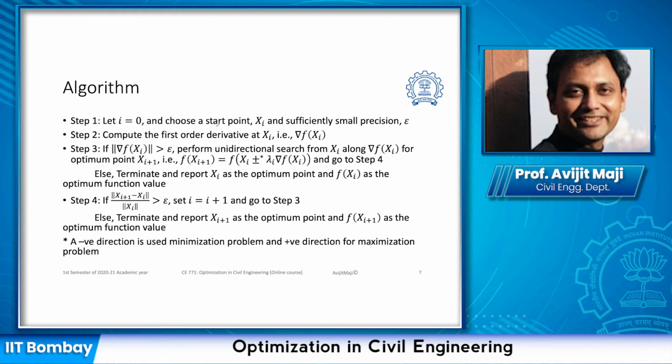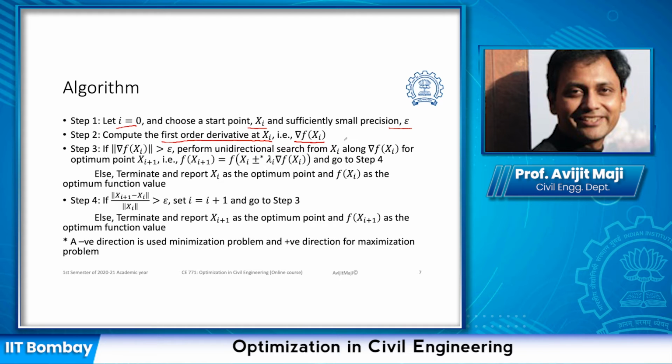In the very first step, we set the counter as 0, and then we choose a start point xi and a sufficiently small precision value epsilon to ensure that we can terminate our algorithm. Once we know that point, we need to find the gradient at that particular point. For this, in the second step, we take the first order derivative at that point. Once we find the gradient, it is going to be a vector because we have more than one variable.